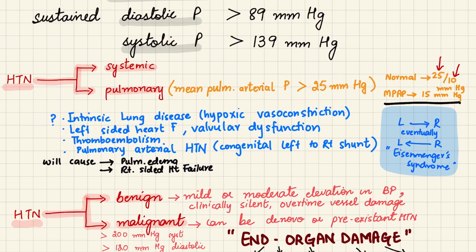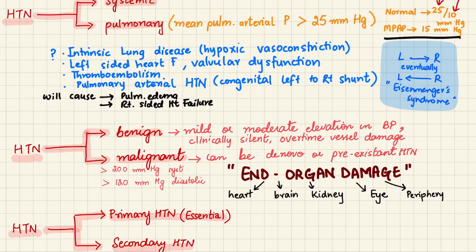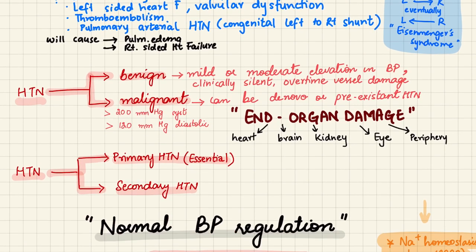Coming back to pulmonary hypertension, we can see that if the hypertension lasts, it can result in pulmonary edema and also right sided heart failure. Pulmonary edema because of the increased pressures in the pulmonary circulation, leading to fluid exudation, and right sided heart failure if the heart fails to withstand the hypertension.